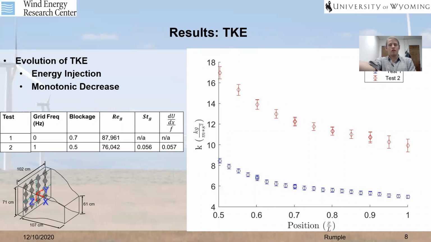So now we're going to look at the TKE and how it evolved through the test section or contraction. If you look at the image on the right, the blue corresponds with test case 1, and the red corresponds with test case 2. So again, red is active, blue is passive. The big takeaway is that through the actuation of the grid, we're injecting energy into the flow, and as expected, we can see that the energy does decrease monotonically throughout the contraction.